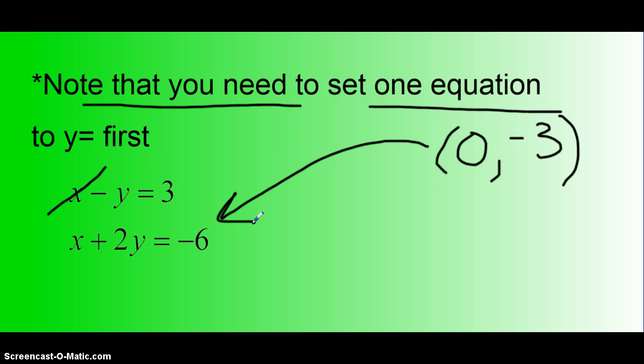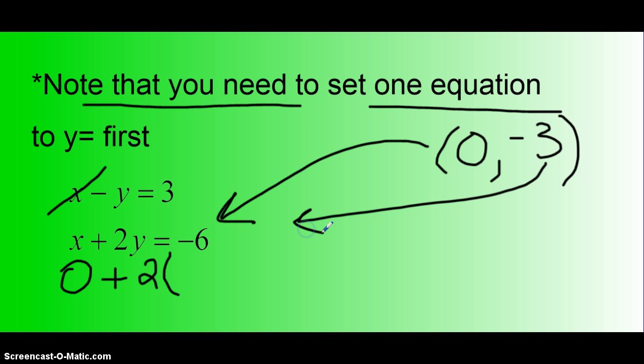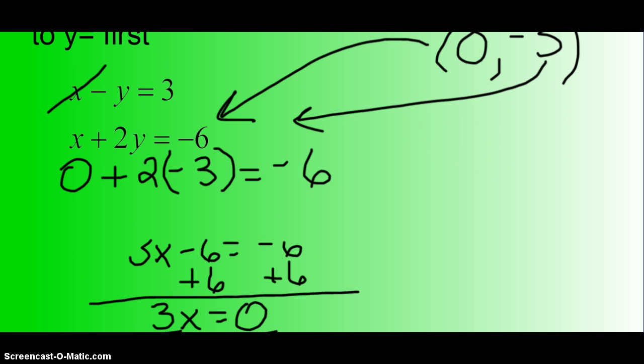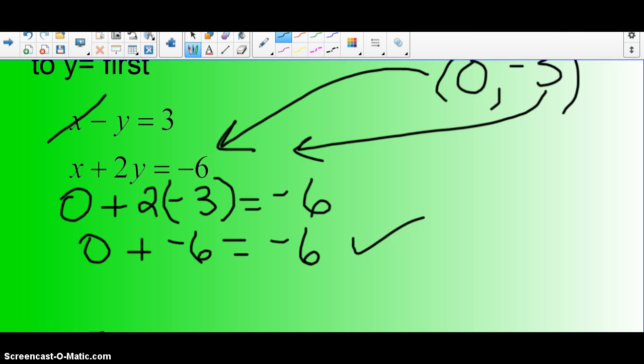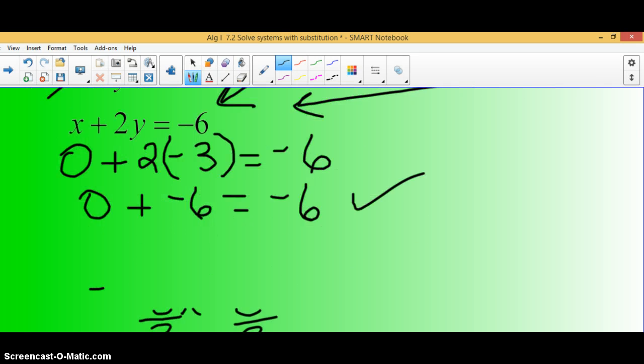So I can say, okay, x is equal to 0 plus 2 times y, which is negative 3, is equal to negative 6. I've got 0 plus negative 6 is equal to negative 6, and that is a true statement. So therefore, this is the true coordinate point answer for these two equations.